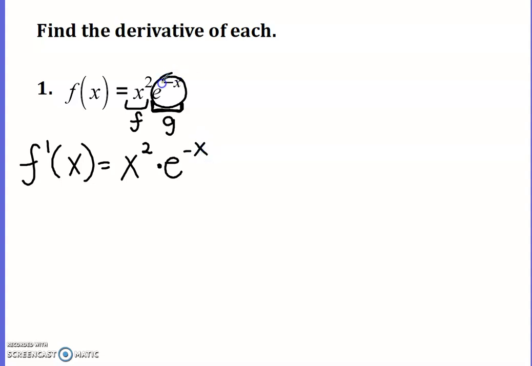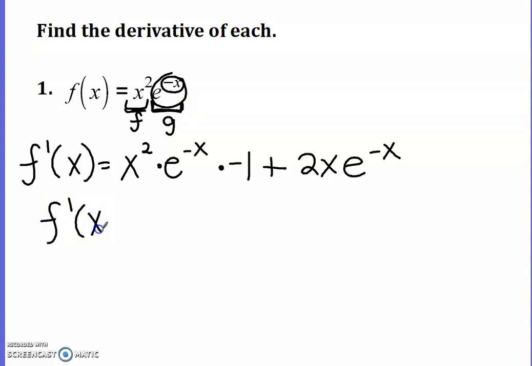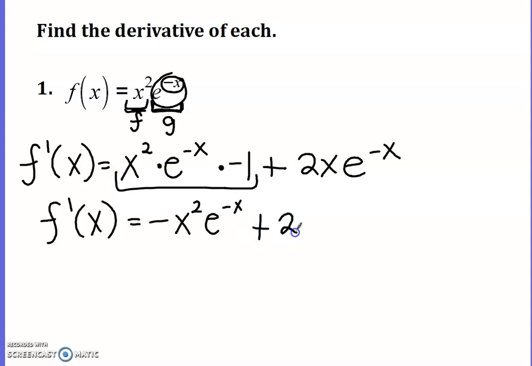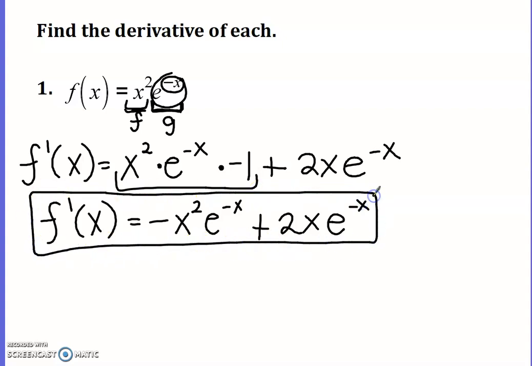And then I'll have to take the derivative of the exponent and multiply it. That's -1. Plus, now I take the derivative of f, so that's 2x, times g. Just leave g as it is. Okay, simplifying this, this becomes -x squared e to the negative x when I simplify this part. And this just stays plus 2x e to the negative x. And there's the derivative using the product rule.